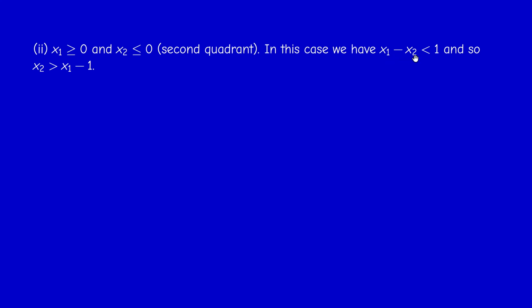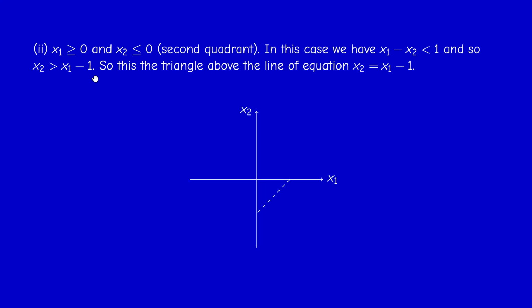So we get x1 minus x2 less than 1, or equivalently, x2 is bigger than x1 minus 1. So it's the part above the line of equation x2 equal x1 minus 1, which is parallel to the first bisector and passes through the point (1, 0). So we are above this line, but we should be in the second quadrant, and therefore we get this triangle.